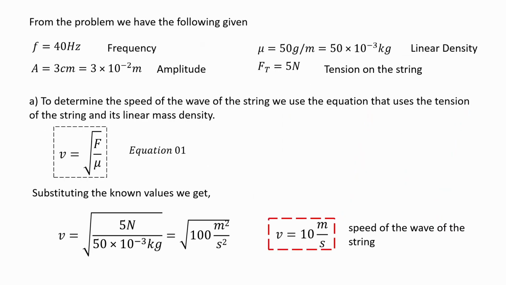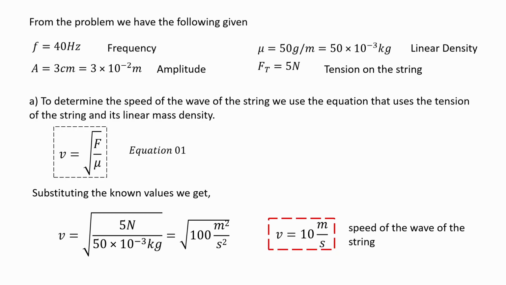First we extract the given values from the problem. We have the frequency of the wave, which is 40 Hz, the amplitude of 3 cm, the linear mass density of 50 grams per meter, and the tension on the string, which is 5 newtons.